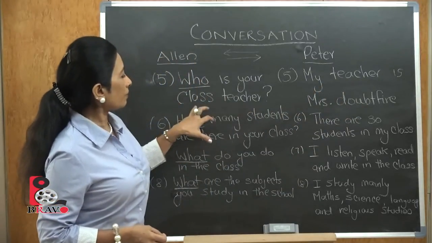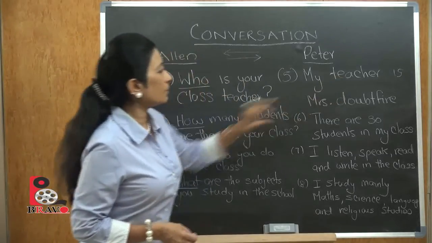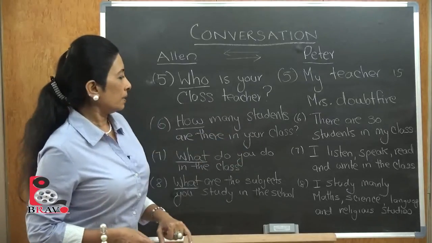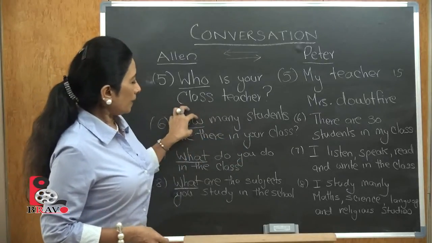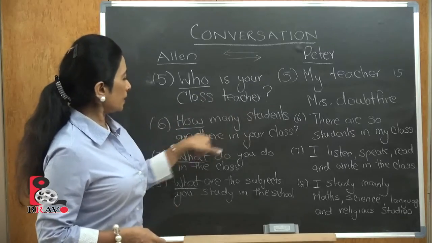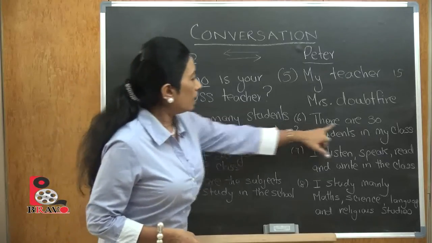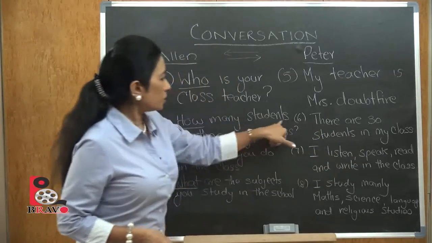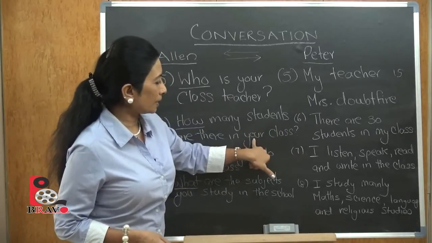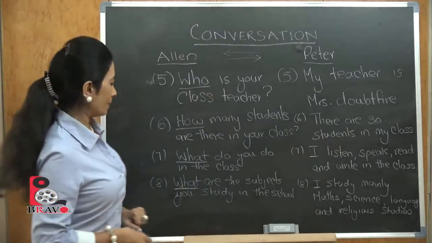So you can see the part of the answer is already there. Who is your teacher? My teacher is Mrs. Doubtfire. How many students are there in your class? The keyword is how many. The question he is throwing is how many students are there in your class. There are... So there are 30 students in my class. Here, "your class" will change to "my class". So there are 30 students in my class.